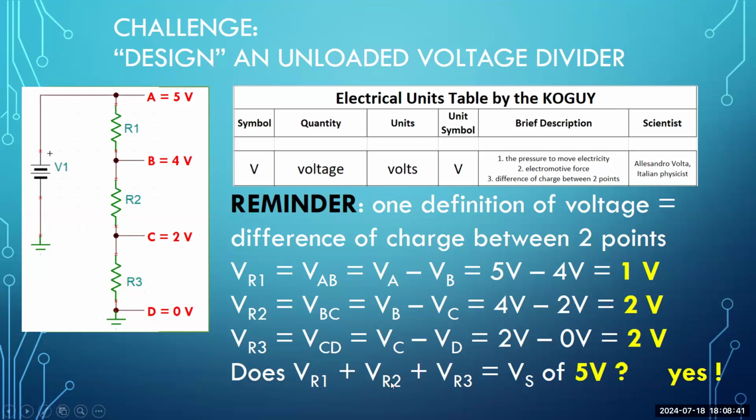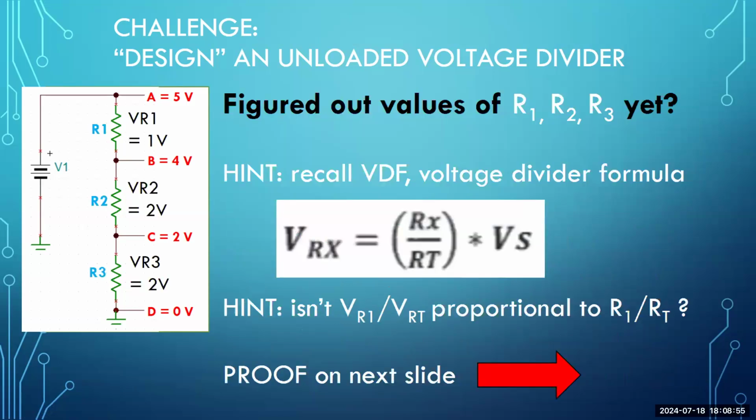We had to calculate the voltages across each of the resistors first before we can have any hope of determining the value of R1, R2, and R3. So what's the next step? Let's take a look. Next step. Have you thought about the values of R1, R2, and R3 yet? Maybe, maybe not.